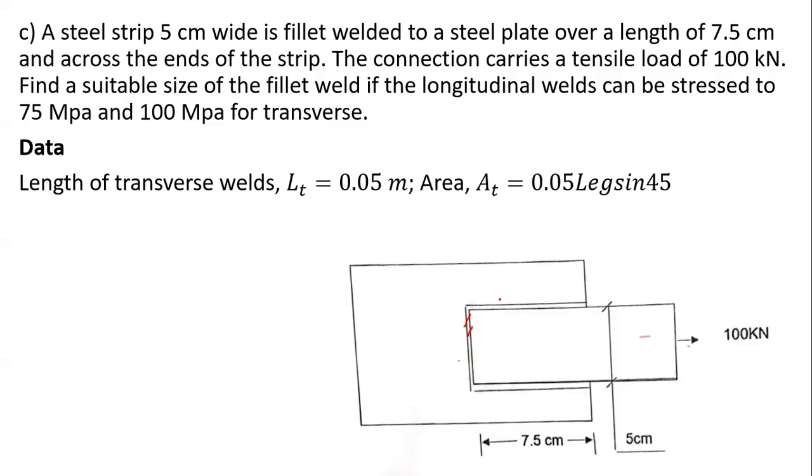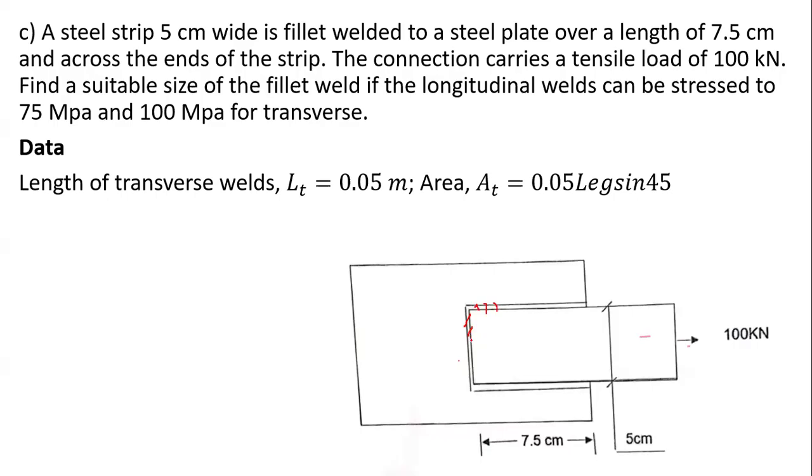Then the longitudinal one is along the length of the weld, so it's this one, all the way to the end there. There are two, because there's one on top and another one below. So the area of the throat is supposed to be 0.05 times leg times sin 45. Why 0.05? Because this is the one we have here. This is for transverse, which is 5 centimeters.